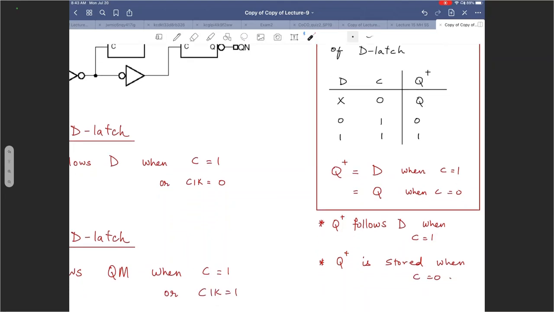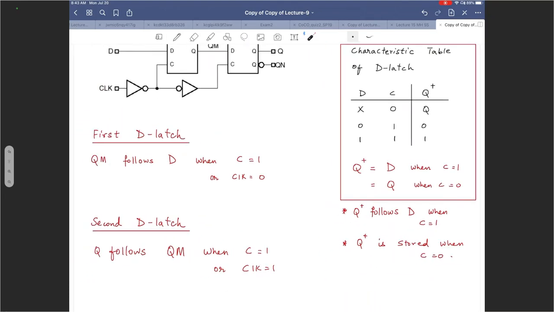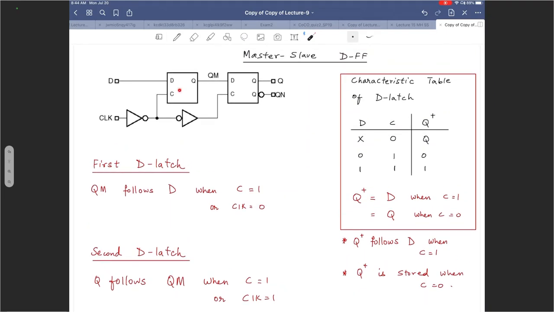Let us write this particular statement then. Q plus follows D when C is 1, and Q plus is stored when C is 0. So this is all based on the previous discussion on D latch. Now let us apply that to the master and then the slave. Same logic applied to the master and slave.